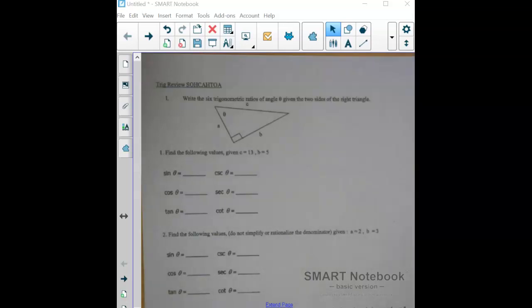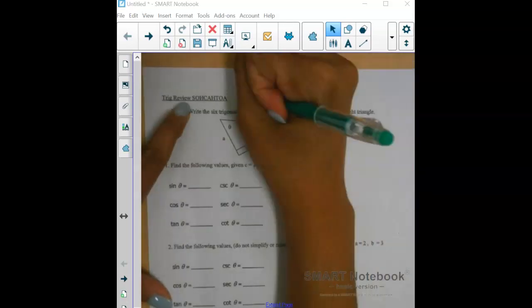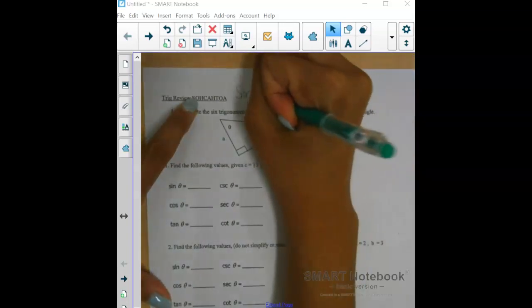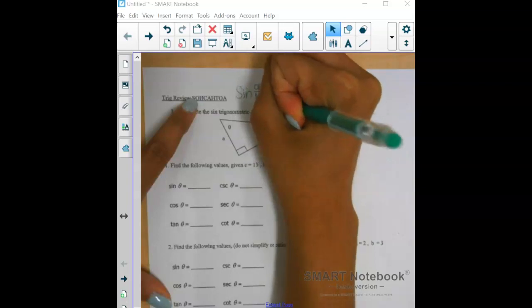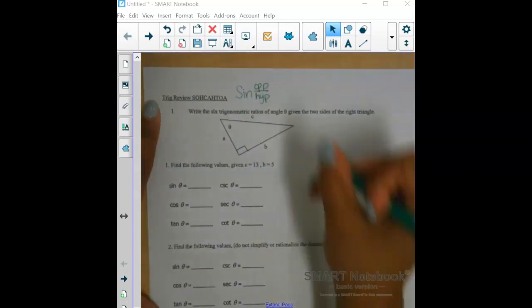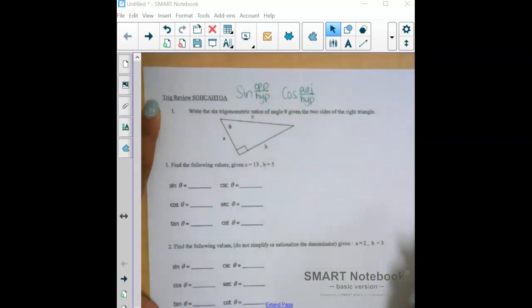So the first thing we're going to do is review trig functions from geometry. You have seen SOHCAHTOA before. SOHCAHTOA is an abbreviation for your sine, cosine, and tangent functions. Sine is where you look at your triangle and identify your opposite and your hypotenuse sides. For the CAH, this is for cosine, and cosine is where you look at the adjacent side and the hypotenuse.